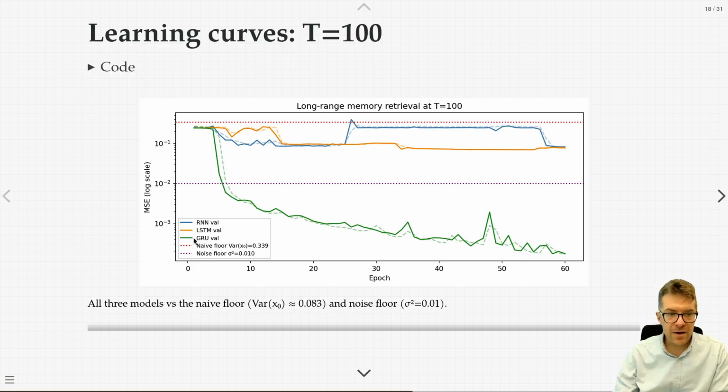And here they are. So here we have the naive floor shown in red dash. We have the noise floor caused by the control theoretic process, the purple dashed line. And then we can see in green, orange, and blue, the GRU, LSTM, and RNN, respectively. Their losses, mean squared error, over the epochs of training.